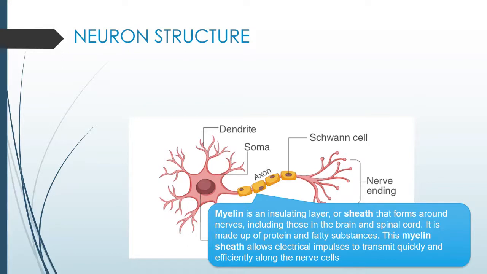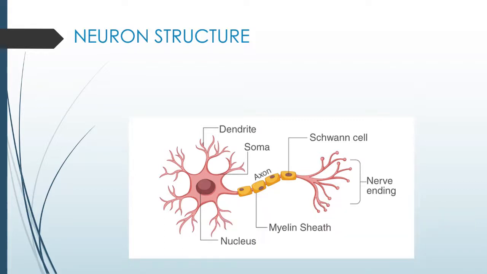So it forms around the nerves including those in the brain and the spinal cord. It is made up of proteins and fatty substances. This myelin sheath allows electrical impulses to transmit quickly and efficiently along the nerve cells. So this was the structure of a neuron.